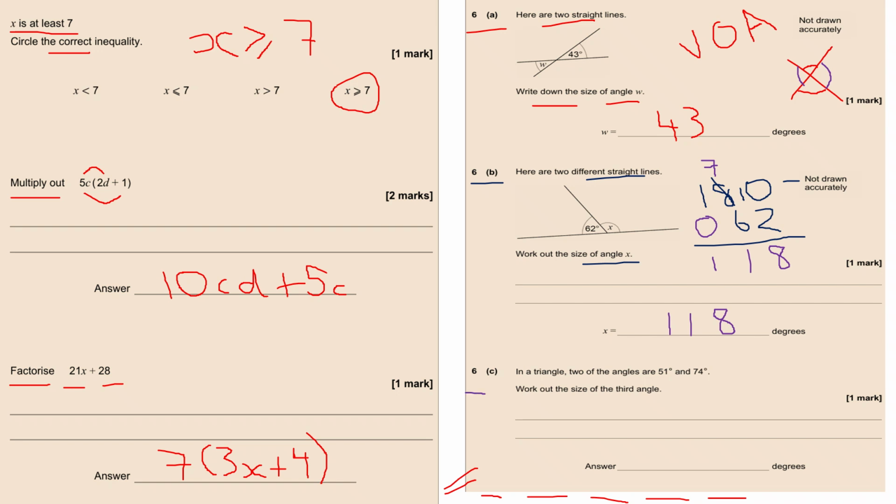For part C, in a triangle, two of the angles are 51 degrees and 74 degrees. Work out the size of the third angle. Well, we know, or we should know, that angles in a triangle add to make 180 degrees. So the interior angles of any triangle, any three-sided shape. So I'm going to do 51 plus 74, and then take it away from 180. I'm going to do this to the side. 1 plus 4 makes 5. 5 plus 7 makes 12. So 2, and then carry that extra 1.